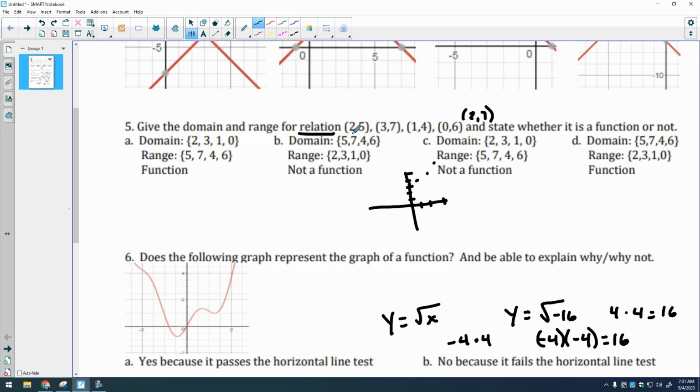Okay, since there's not this other point, the 2 is okay. It only goes to one y value. When x is 3, y is 7. When x is 1, y is 4. These x values don't have another ordered pair that says when x is 3, y is 2, or something other than one y value. So yes, this is a function.